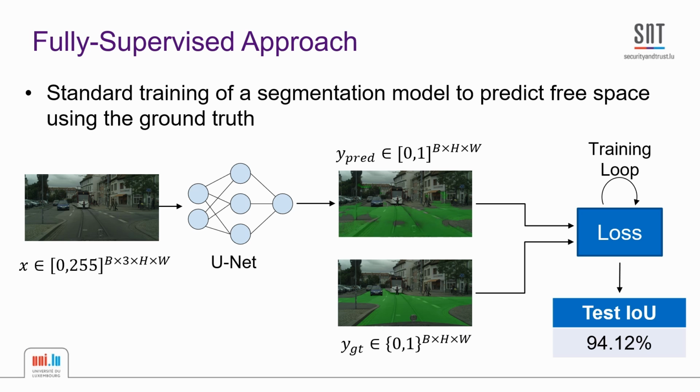Since Cityscapes provides ground truth annotations for all its training frames, the first possibility is to use a fully supervised approach. We therefore start by training a segmentation model using pixel-perfect ground truth. In this case, we are using a typical UNet architecture based on a ResNet 18 backbone, and this is able to reach an impressive 94% IOU.